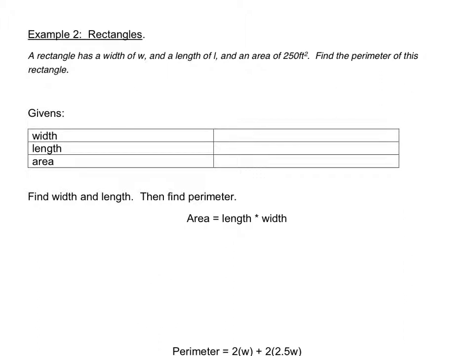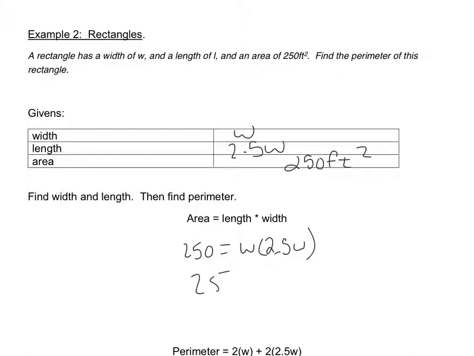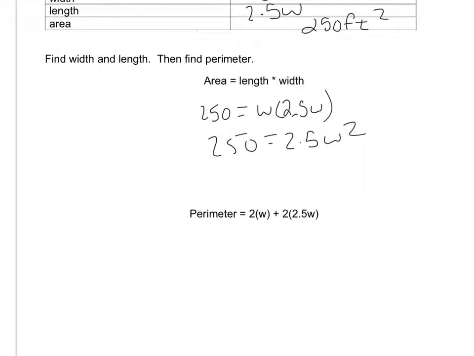Alright, we're going to give you some information here. The width is W and the length is 2.5 times W. And we have 250 feet squared of the area. So if we do this, we just say 250 equals W times 2.5 W. So you get 250 equals 2.5 W squared. Divide by the 2.5.